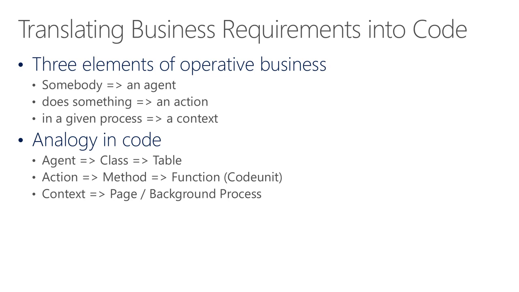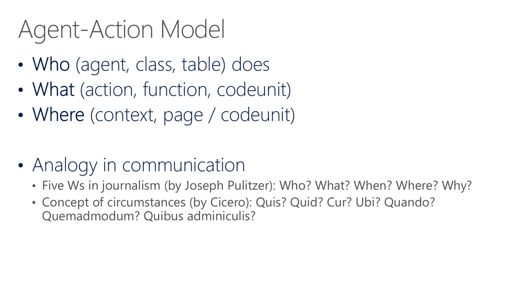We see that the agent, the somebody who does something, is almost always represented by a class, or in Business Central / Visual Studio Code AL terms, a table. The action is a method of this class as reflected in a code unit object. And the context is normally constituted by a UI element such as a page, or alternatively by some background process. You can break down this implementation model into the formula who does what where.